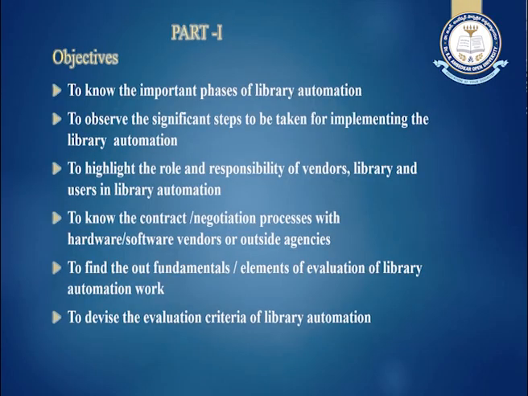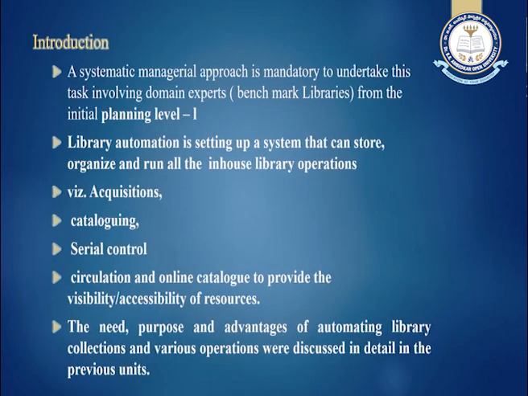We will also know about the different elements of evaluation of library automation work, and it helps us to devise the evaluation criteria of library automation. A systematic approach is important to undertake this part of implementation with domain experts. Library automation is nothing but setting up of a system which can store, organize and run all the in-house operations like acquisition, serials control, circulation and online catalog to provide visibility and accessibility to the users.